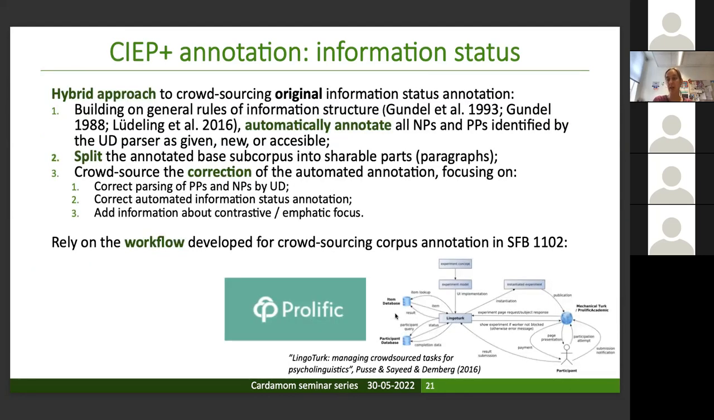So as I already explained, we aim to create information status annotation for the entire corpus. And this is actually a pretty big venture. So the way that we want to go about it is making use of the fact that CIEP plus is parallel. So we want to gather annotation for one subcorpus. I've already said that this would be English, but we're also figuring out if the primary annotation shouldn't be for the individual original texts. And we have to do pilot studies on figuring that out. So we want to do the annotation for one subcorpus, so either all the original texts or the English subcorpus, and then project that information onto the other corpora.